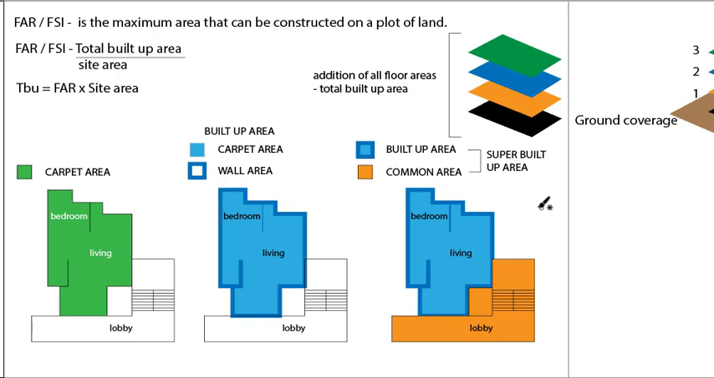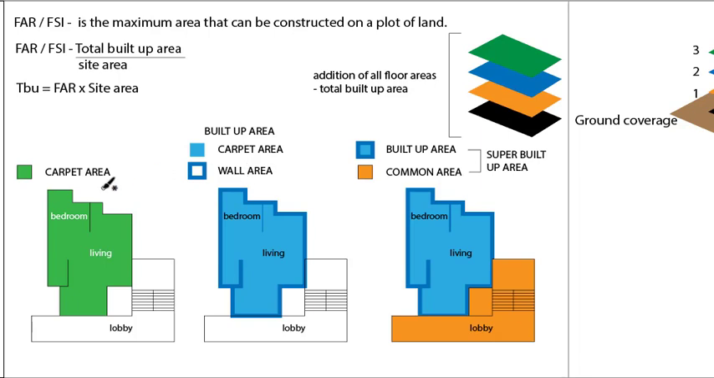Now, as an architecture student, you might definitely know about FAR, FSI. So FSI is the maximum area that can be constructed on a plot of land. Okay. FSI is given by total built up area divided by site area. So total built up area is equal to FAR into site area. Cross multiplying this, you get this formula. Okay. So also, if the built up area is the same on all the floors, like for black, orange, blue and green, if all these floor areas are equal, and black is the ground coverage, right? So ground coverage into number of floors will give me total built up area. Okay.